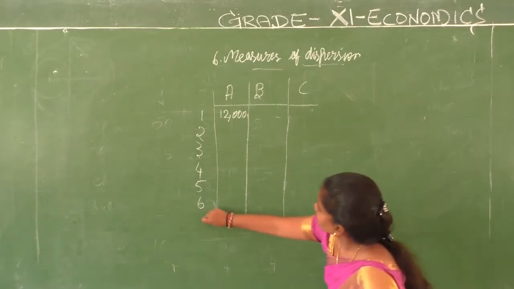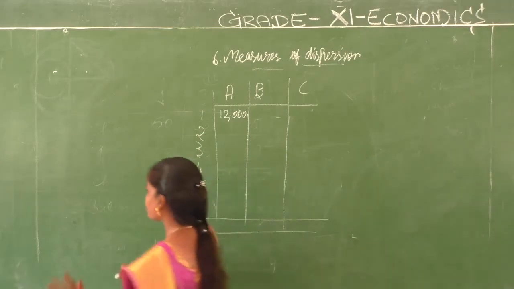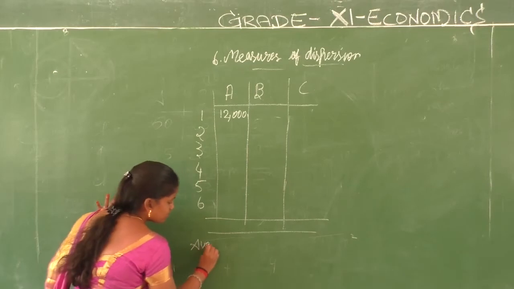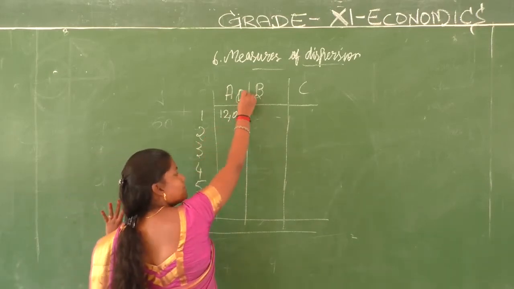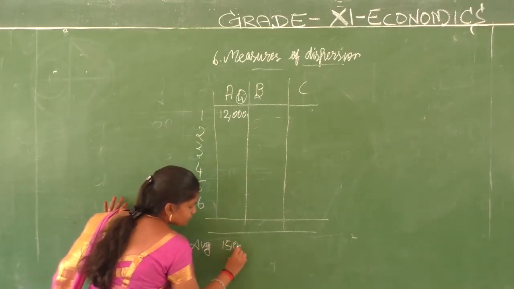Imagine, everybody's average income we are going to talk about. Okay? For Ram, there are 4 members, and what is the average income? 15,000.